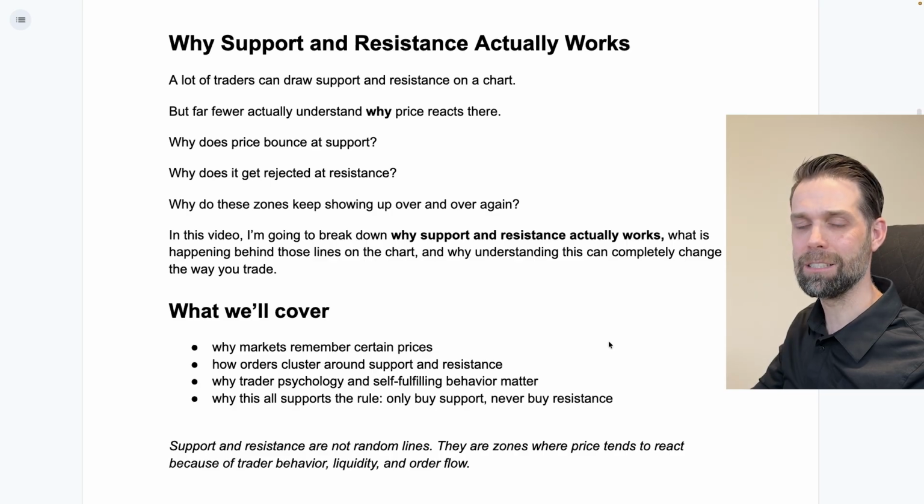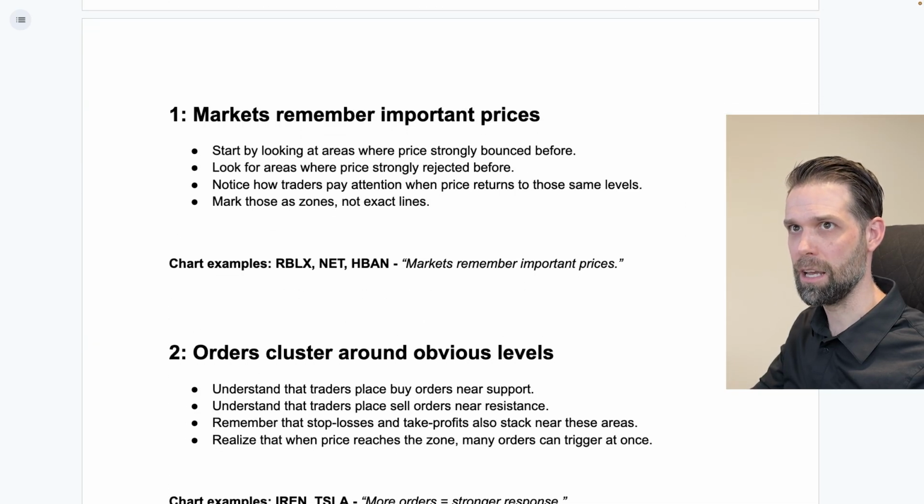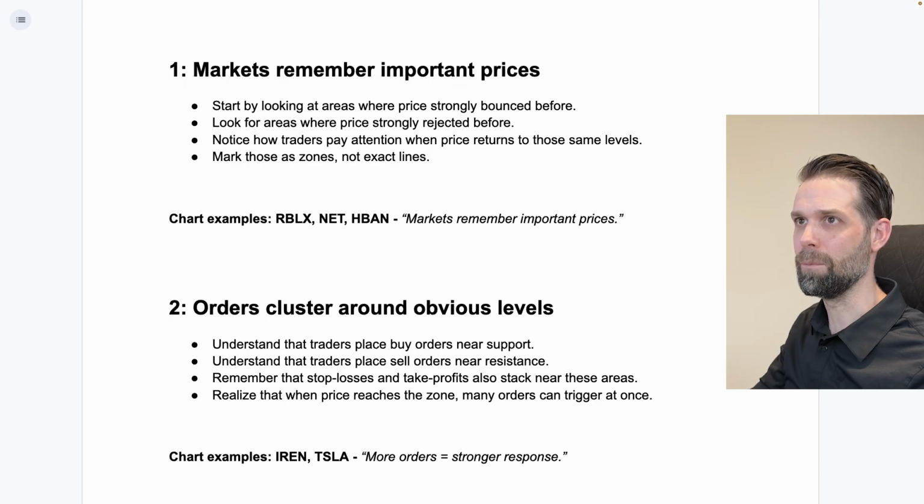So support and resistance are not random lines. These are zones where price tends to react because of trader behavior, liquidity in the market, and order flow. So let's jump right into it, and we're going to look at some charts to go over these examples.